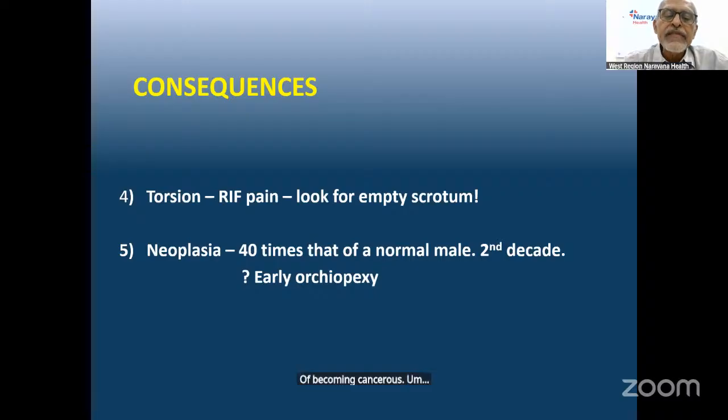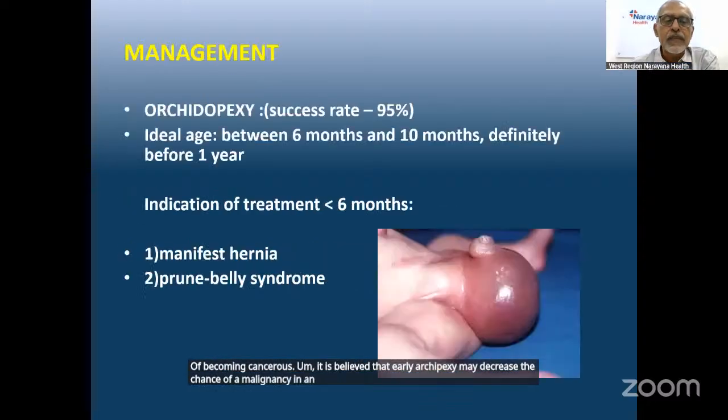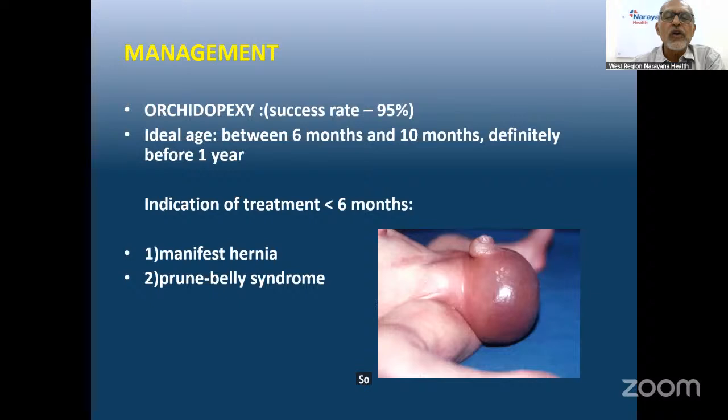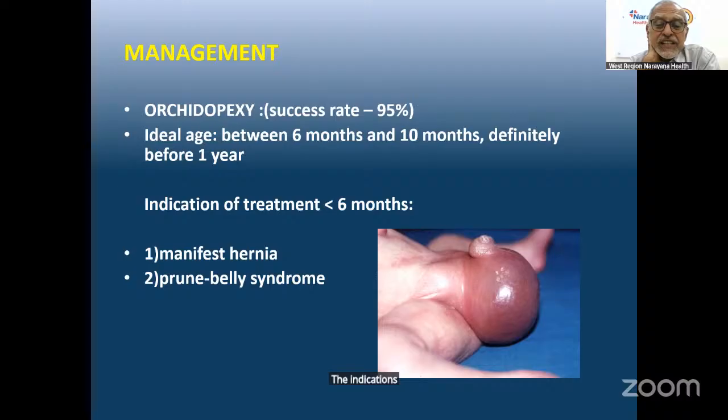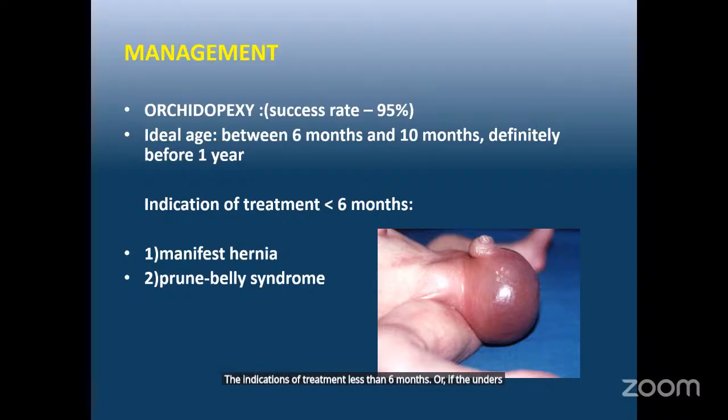It is believed that early orchiopexy may decrease the chance of a malignancy in an undescended testes. So the management is clearly orchidopexy with a success rate of more than 95%. And the ideal age is between 6 months to 10 months, but definitely before 1 year of age. The indications of treatment less than 6 months are if the undescended testes is present with the man.